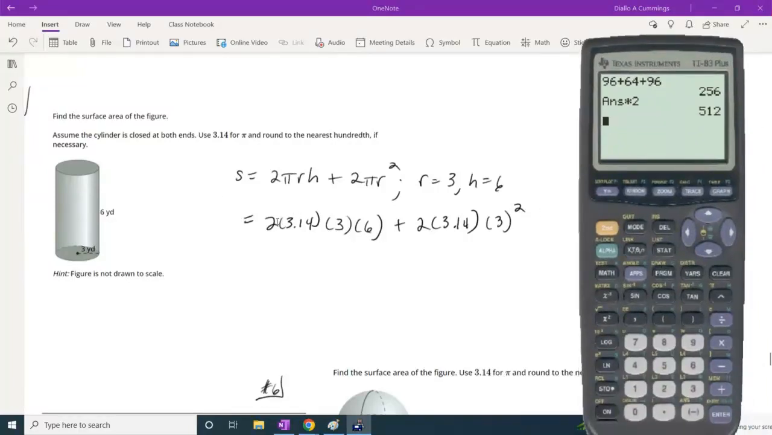So now I'm just going to put all of this into the calculator. So 2 times 3.14 times 3 times 6 plus 2 times 3.14 times, and then 3 squared is 9, so I'm just going to put in 9. And once we simplify, we get 169.56 square yards. We're talking about area.